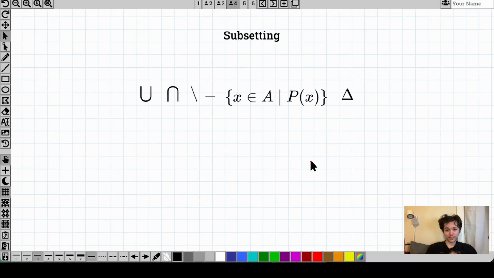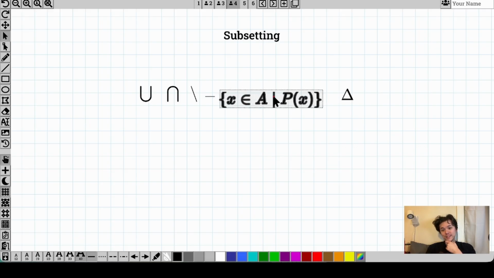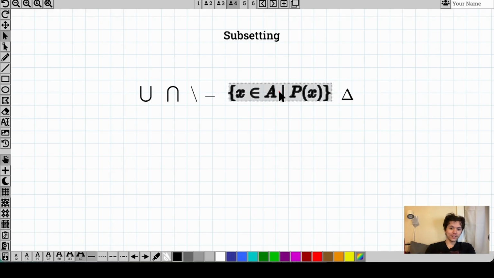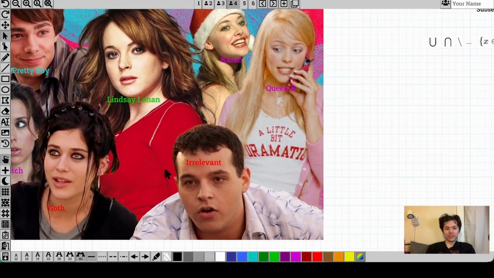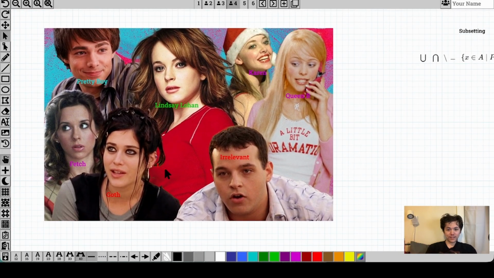Subset relations. Our union, our intersection, our not, and another symbol for not. This is a very important one. This is called set comprehension, and this is symmetric difference. Now, again, we're going to be using these relations.